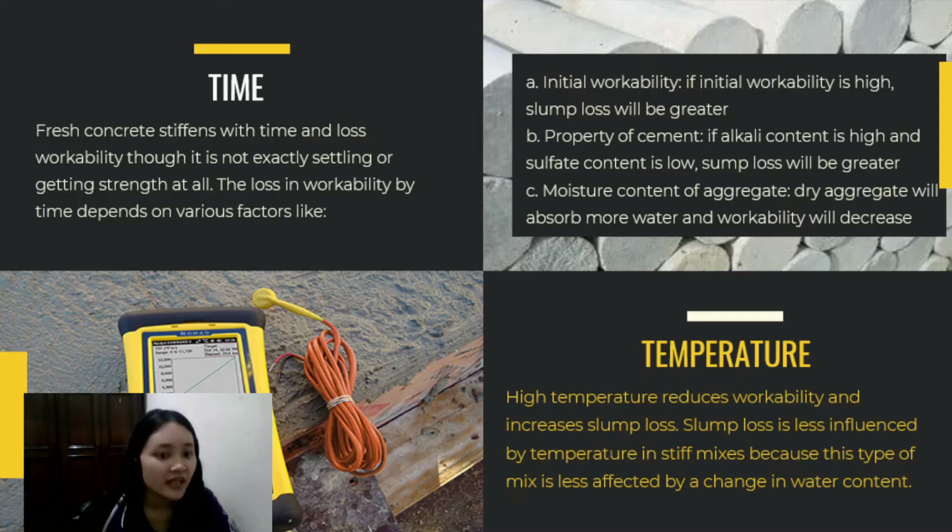Moisture content of aggregate. Dry aggregate will absorb more water at dahil dito, magde-decrease yung workability. And last, temperature. High temperature reduces workability and increases slump loss. Pero kapag gumamit ng stiff mixes, hindi ito masyadong maapektuhan ng temperature kasi mas apektado ito ng water content.